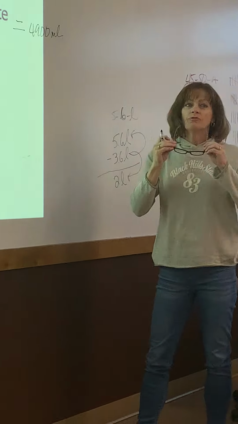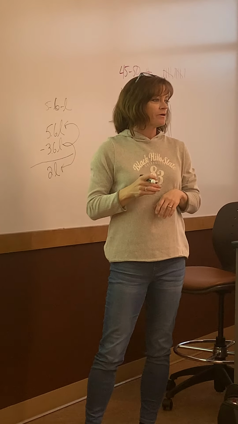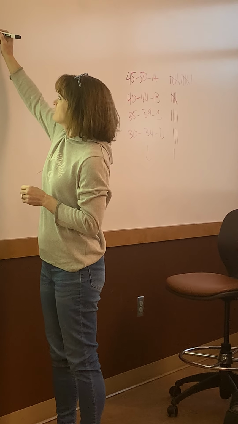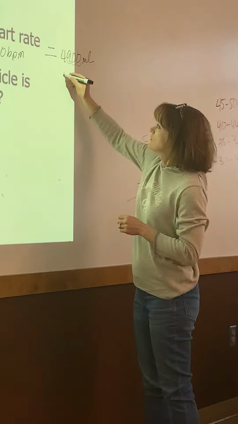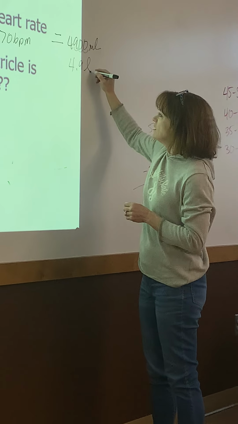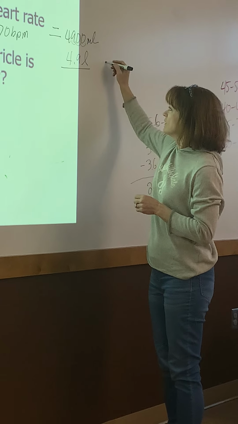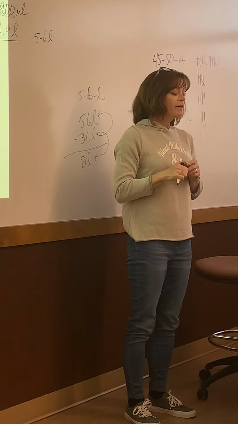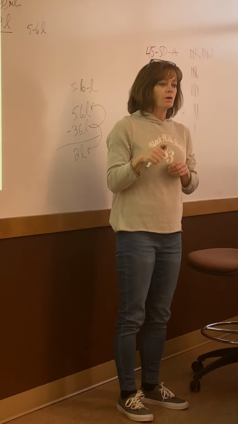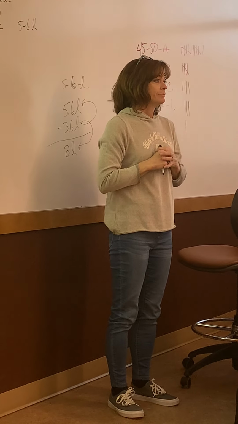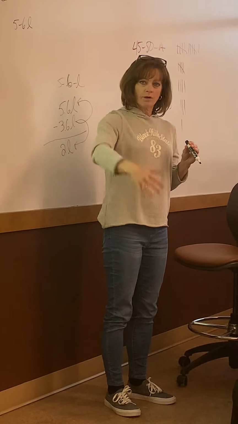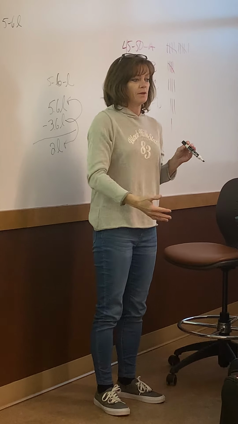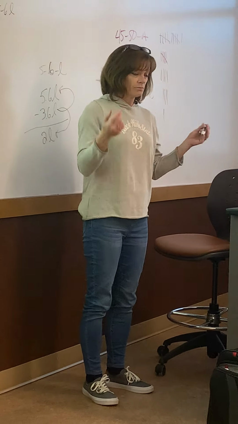4,900 mils. And if I want to convert that to liters, what do I do? Multiply by 1,000. No, I'm going to divide. Oh, divide. So I make it 4.9 liters. How much blood do you have in your body? 5 to 6 liters. So in one given minute, your heart is pumping pretty much your total blood volume. Every minute, your whole blood volume travels through the body, which means your blood is traveling all over very fast.